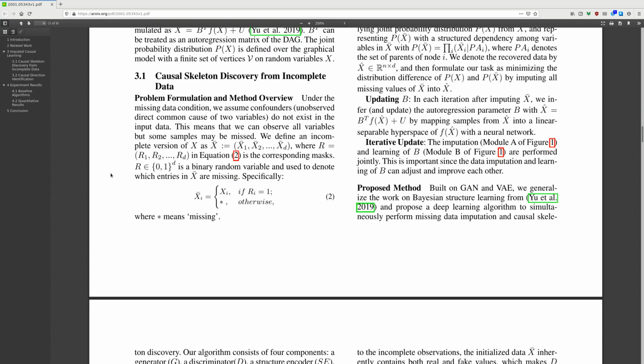Causal skeleton discovery from incomplete data. Problem formulation, method overview. Equation 2 is corresponding. Under the missing data condition, we assume confounders, unobserved direct common causes of two variables, do not exist in the data input. This means that we can observe all variables, but some samples may be missed.